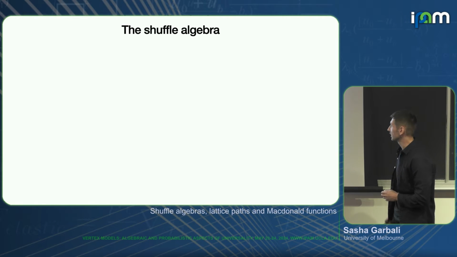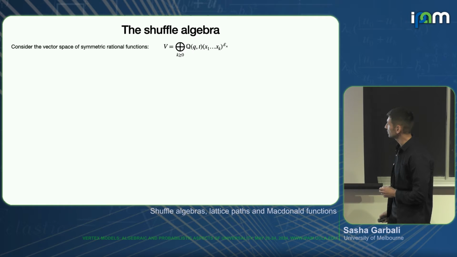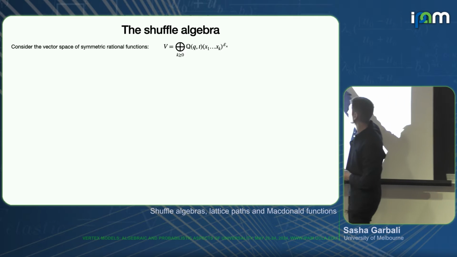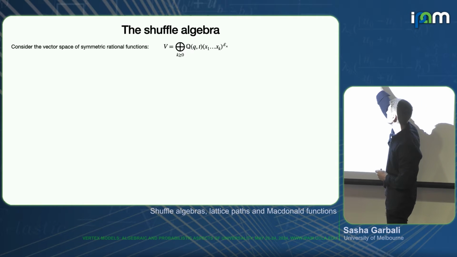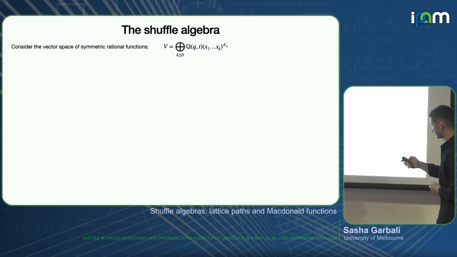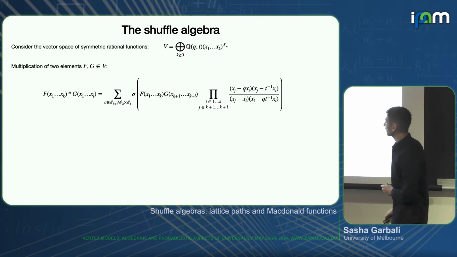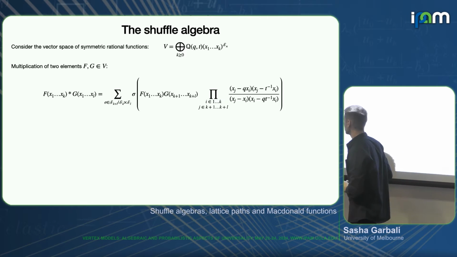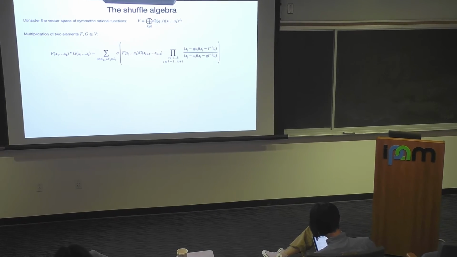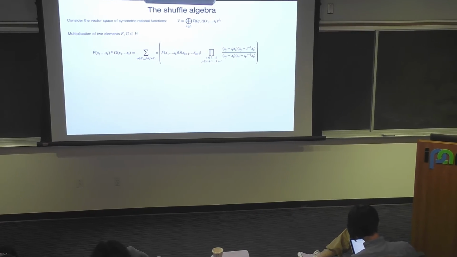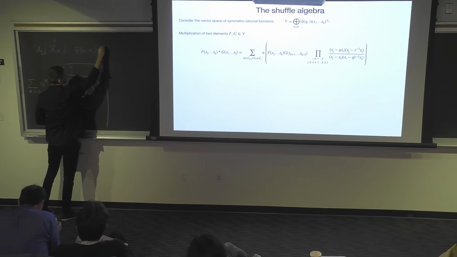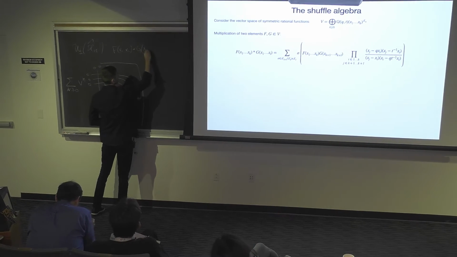So this algebraic structure is called the shuffle algebra. We start with the vector space of symmetric rational functions in k variables, which have coefficients rational functions in q and t. And we define a multiplication of this sort. So we take two symmetric rational functions, f of x1 to xk, and then we multiply another symmetric rational function, g of x1 to xl.